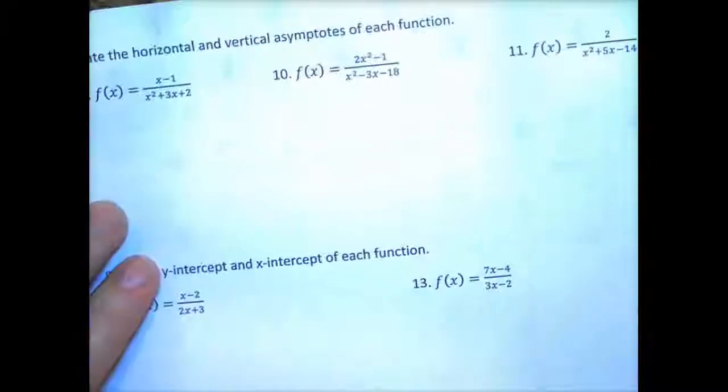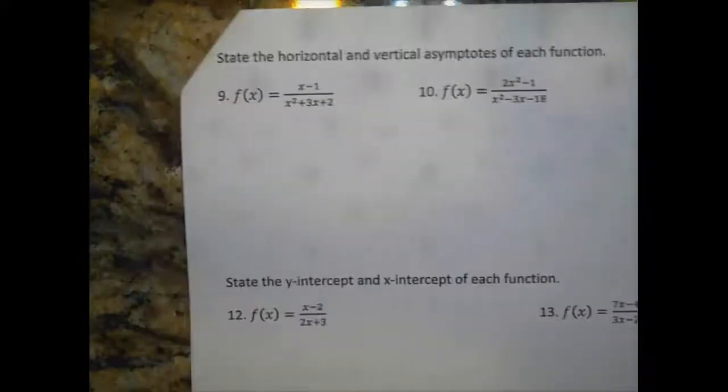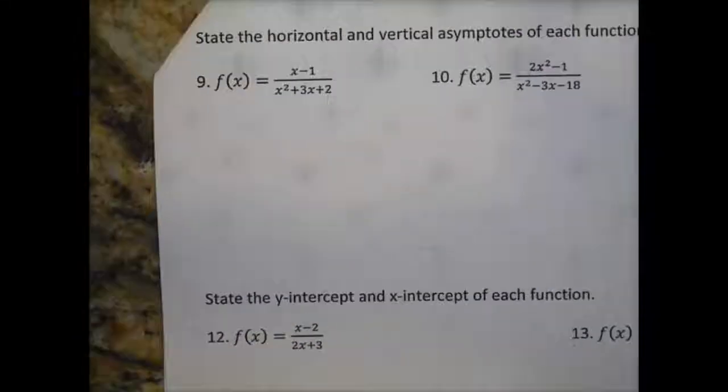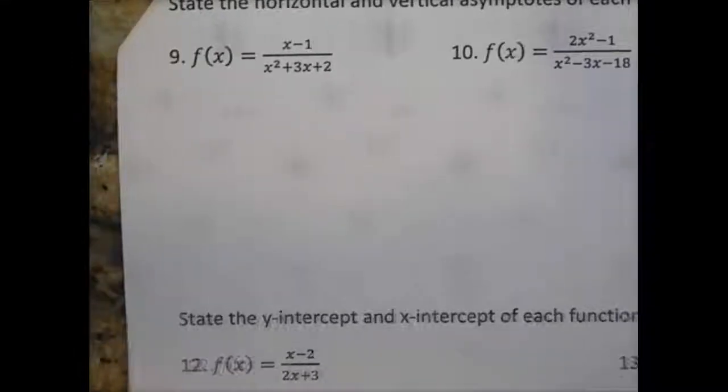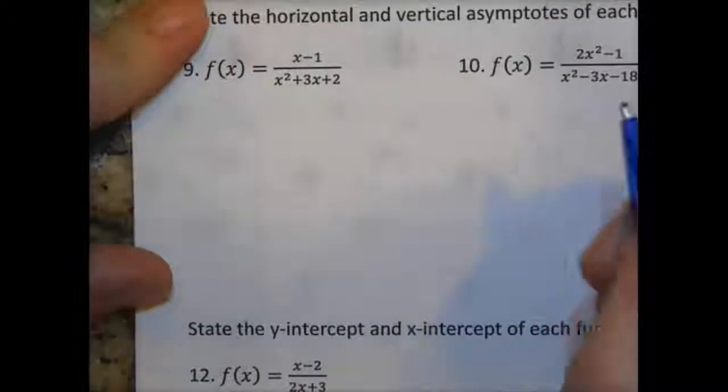So we have just stating the horizontal and vertical asymptotes of each function. And zoom in just a little bit. Zoom in. Zoom in. Do it. Do it. Thank you. You're welcome. I have my little helper dog with me.